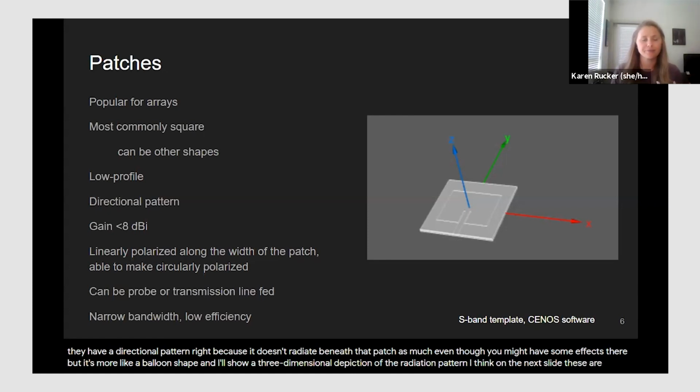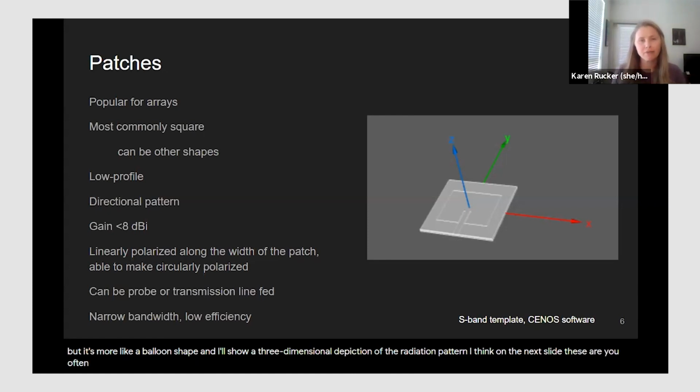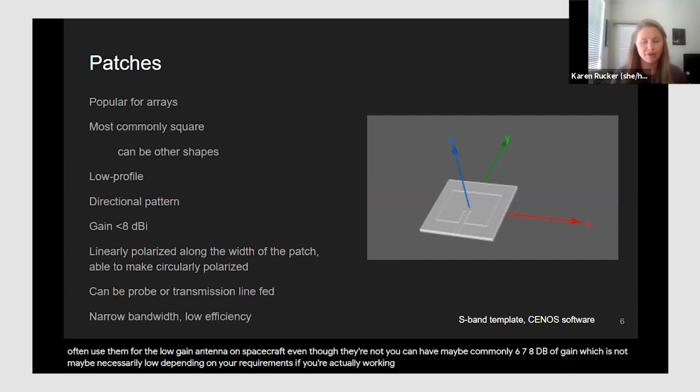You often use them for the low gain antenna on a spacecraft, even though you can have maybe commonly 6, 7, 8 dBi of gain, which is not necessarily low depending on your requirements. If you're actually working on spacecraft from a ways away, that can be pretty low, right?